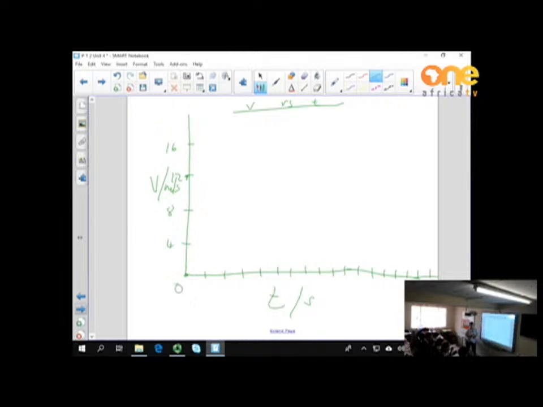There's the 0. Okay. So he starts from rest and he accelerates at 2 meters per second squared for 6 seconds. Now, 1, 2, 3, 4, 5, 6 seconds.